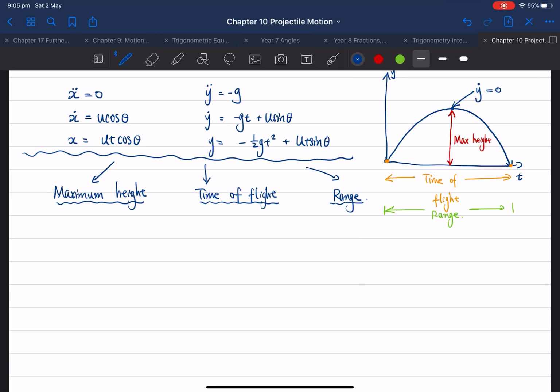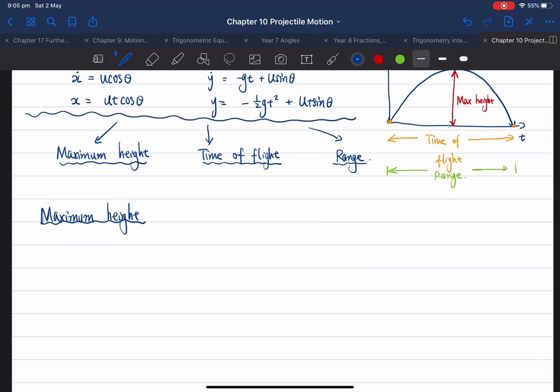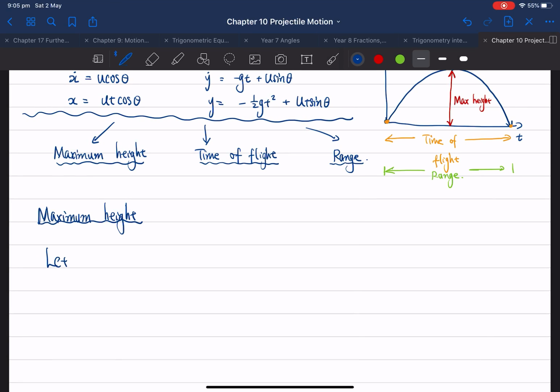If you try to use mathematics to explain that, it's quite easy. Maximum height, maximum means the greatest turning point, so the first derivative is equal to 0. All right, so let's find the maximum height. We're going to let y dot equal 0 to find the maximum height.